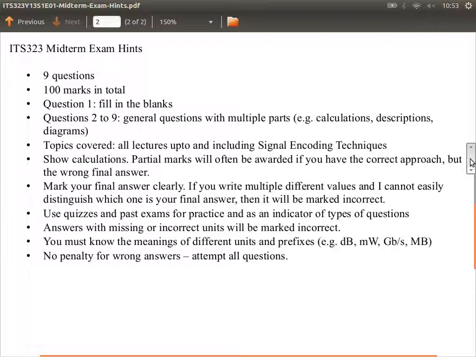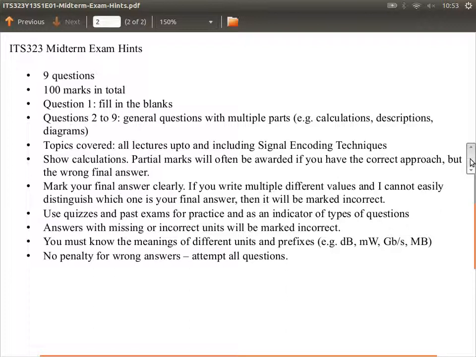You must know what they mean. You must know what the M in milliwatts means. You must know that lowercase b is bits, uppercase B is bytes. Okay? You must know those units used.